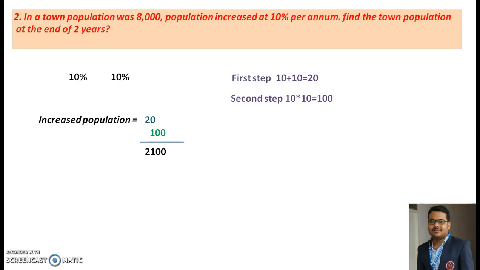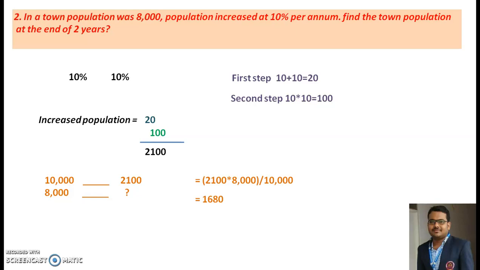Then what about the increased population for 8,000? For 10,000 it is 2100. So just take this 2100 into 8,000 by 10,000. If you solve this, you will get 1680. So this is the increased population for 2 years.